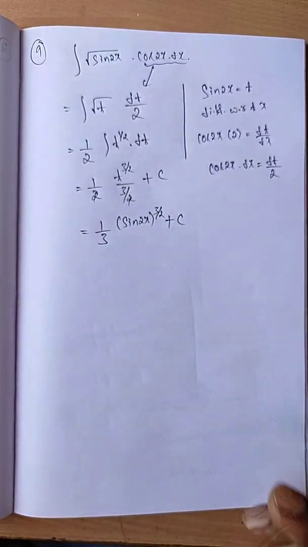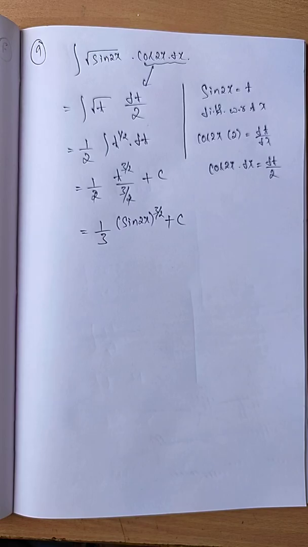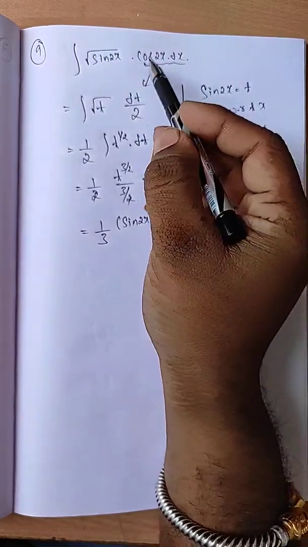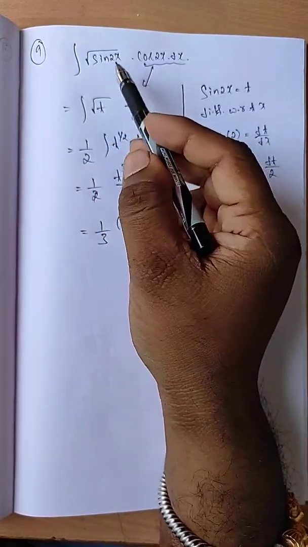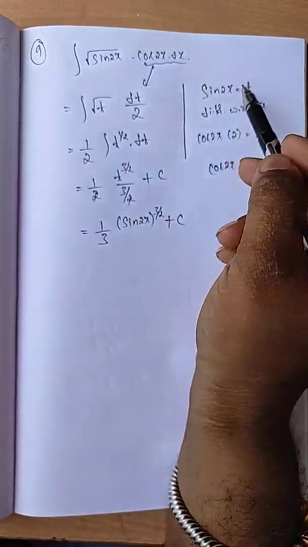Is it clear? Is it okay? So once again I am repeating, just listen here. Integration of root sin 2x into cos 2x dx. This is a given problem. In this problem you want to take the inner function as t. The inner function is sin 2x. Sin 2x is equal to t.